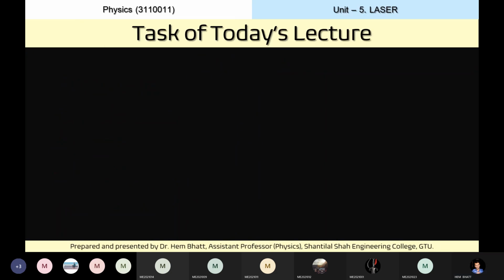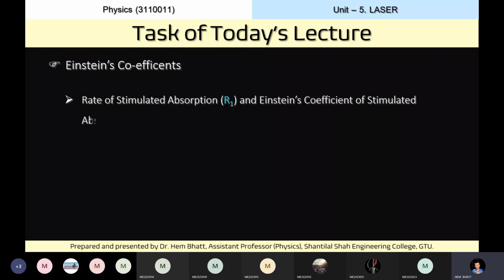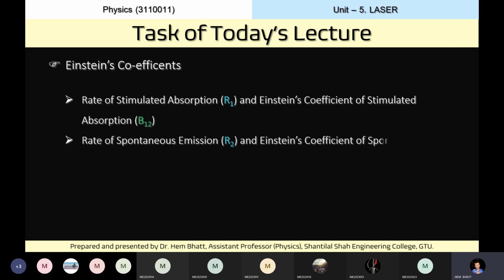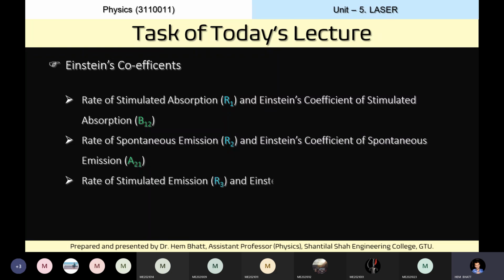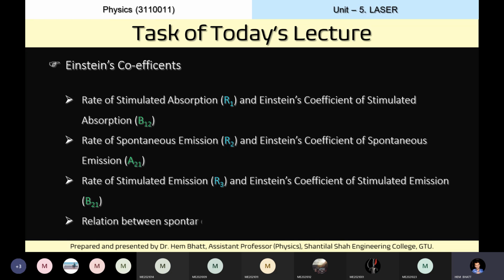What we are going to do today? In today's lecture, the topic is Einstein's coefficient, and in this topic you will have few definitions and so many equations. So we'll start with recombination, stimulated emission and recombination. We'll see spontaneous emission and some equations for spontaneous emission and stimulated emission, and some equations of stimulated emission. Lastly, we'll try to derive relation between spontaneous emission and stimulated emission.